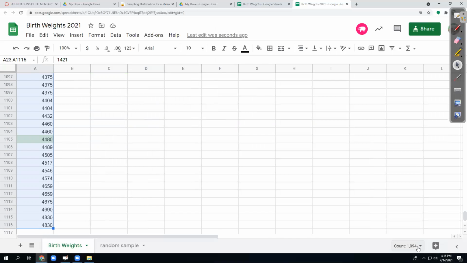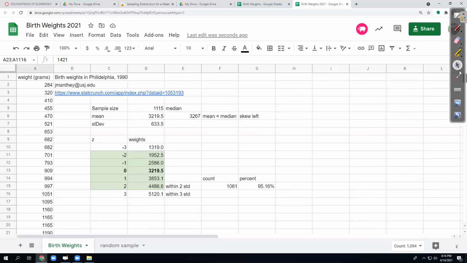And Google says I counted 1,094 numbers. So let's see how that works here. Back up to the top, easier to grab the scroll bar. And 1,094. So I count within 3 standard deviations, 1,094 of the birth weights. If I divide that by the total number of birth weights, what do I get? 98%. And usually we get like 99.7.